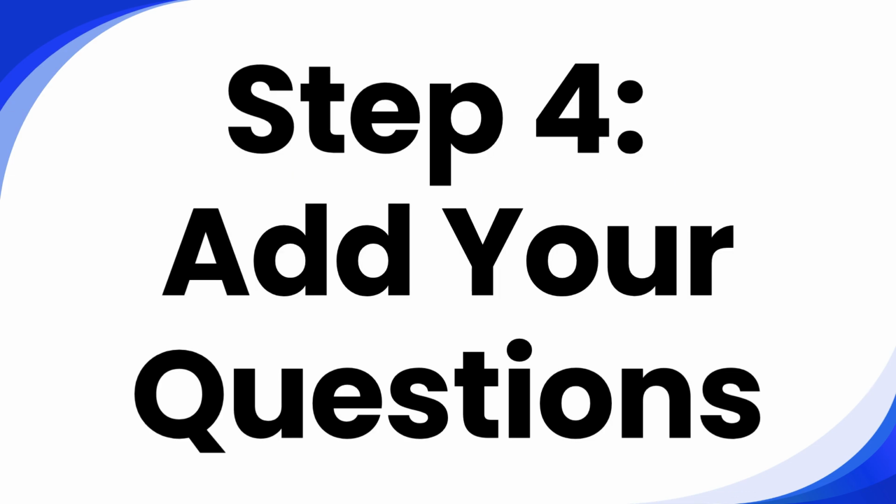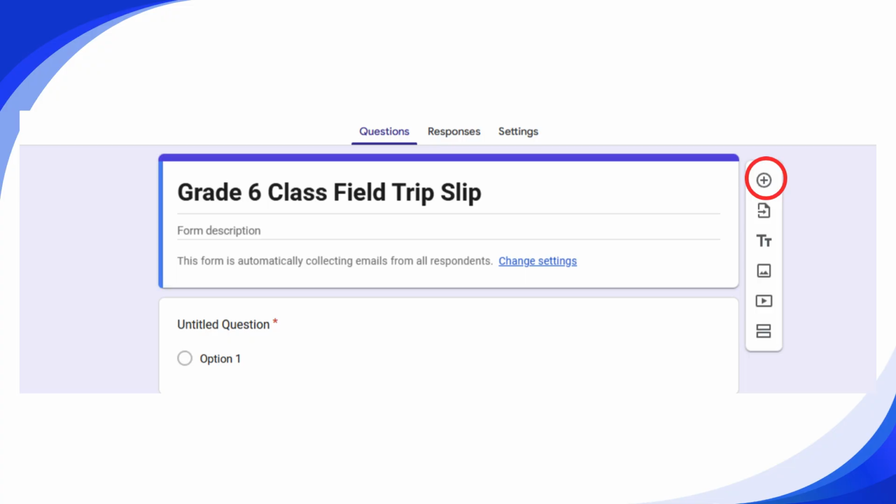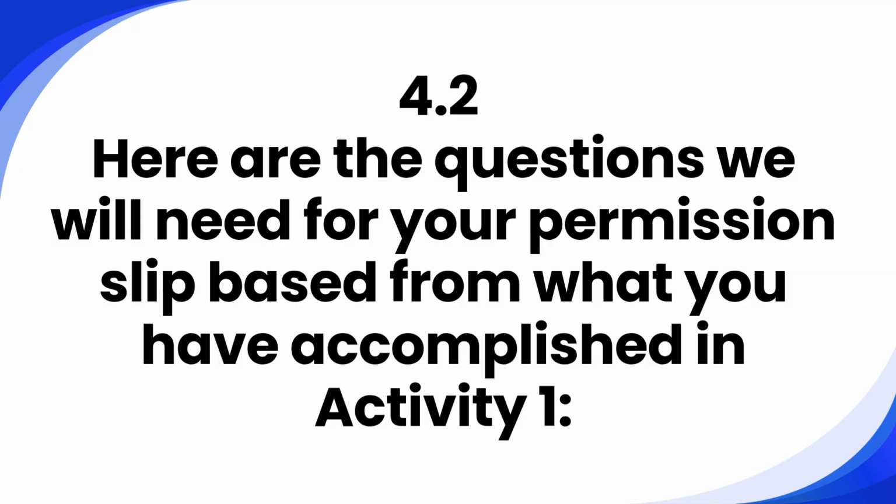Step 4, add your questions. Now comes the fun part, building the permission slip. Click on the plus symbol that appears under the title. This lets you add different question boxes. Here is the plus sign. You will click this and then you will see this interface on your cell phone or on your laptop. Here are the questions we will need for your permission slip.